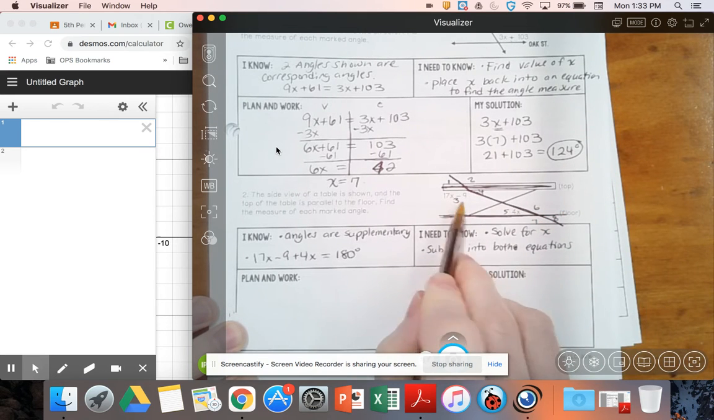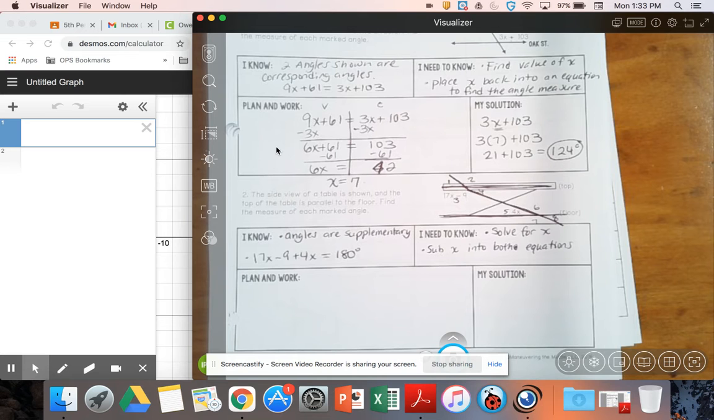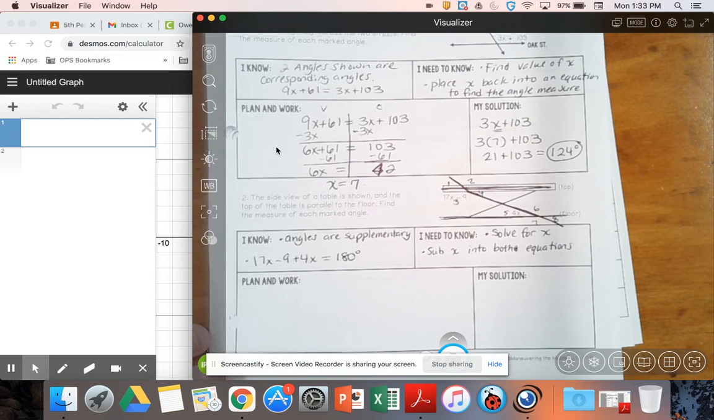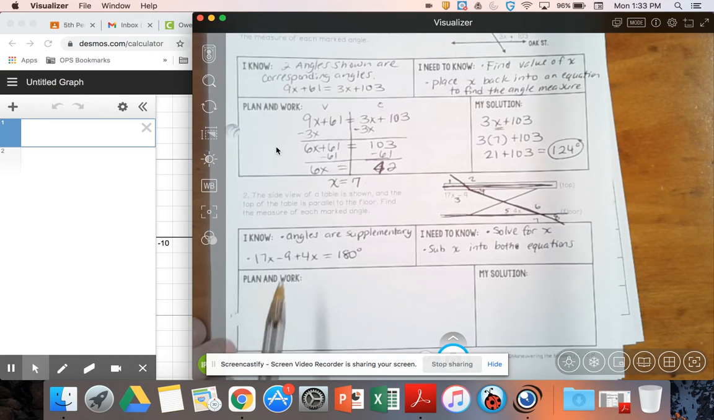I want to know what both of these angles are. If I find out what x is, I'm going to put x in here, and it's going to tell me what that is. And then I can put it in here, and it's going to tell me what that is. Or I can just subtract. So let's see what happens here.